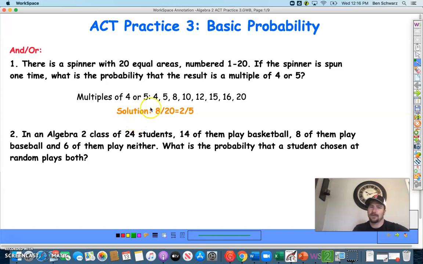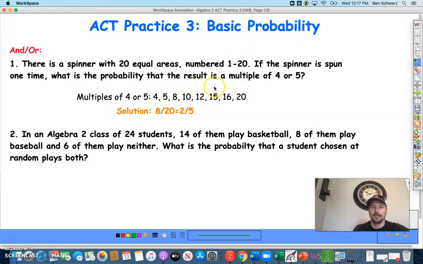So we'll start with and/or probability. Let's start with the first example here. There's a spinner with 20 equal areas, numbered 1 to 20. If the spinner is spun one time, what is the probability that a result is a multiple of 4 or 5? First, come up with the numbers 1 through 20 that are multiples of 4 or 5.